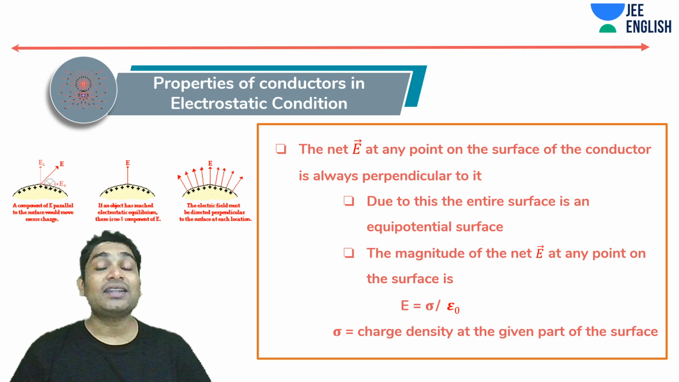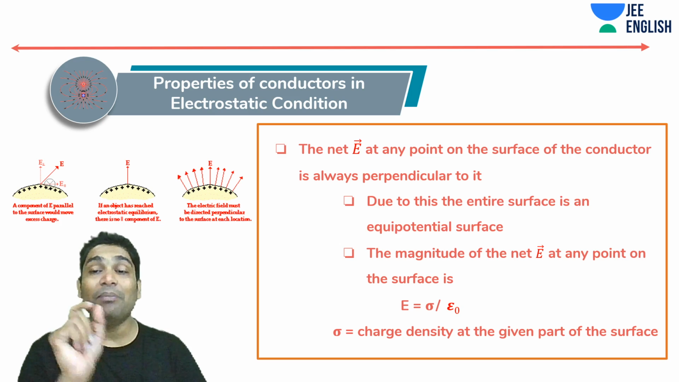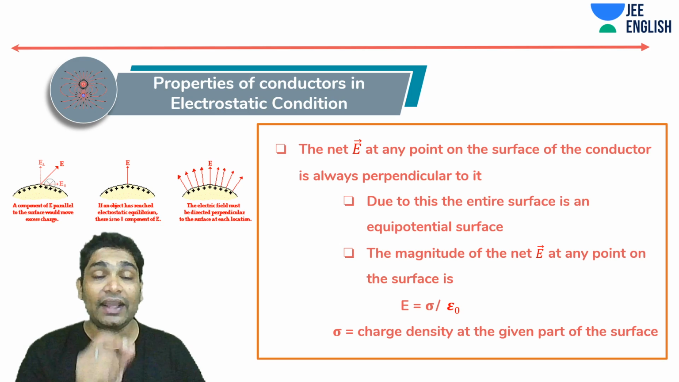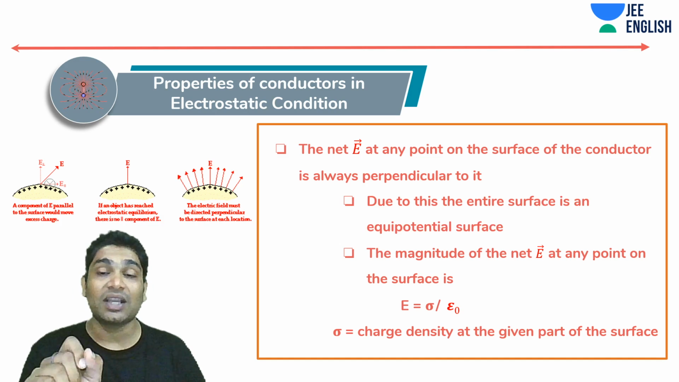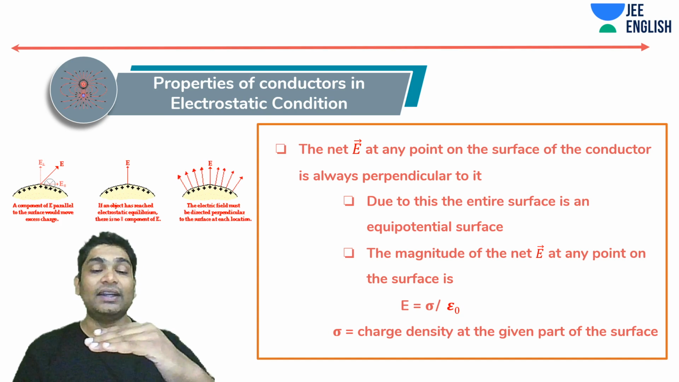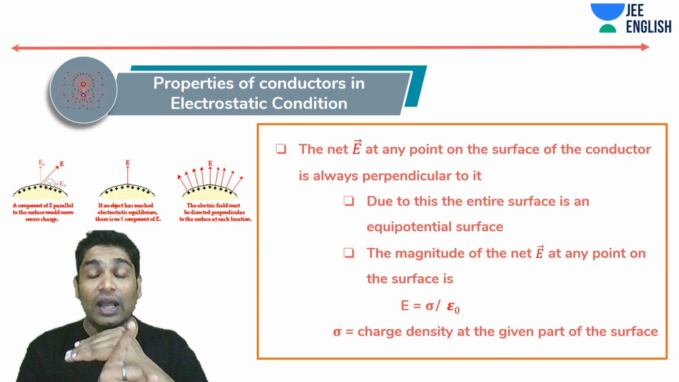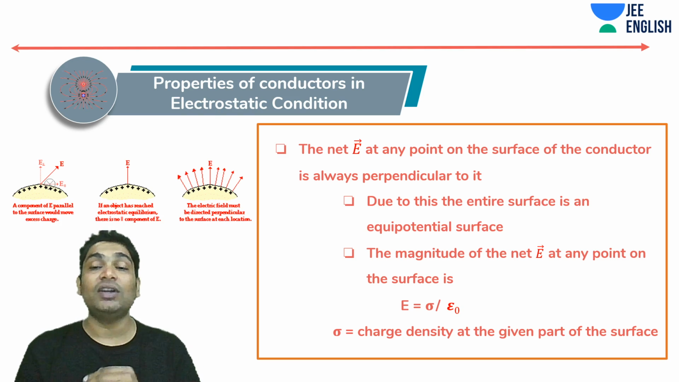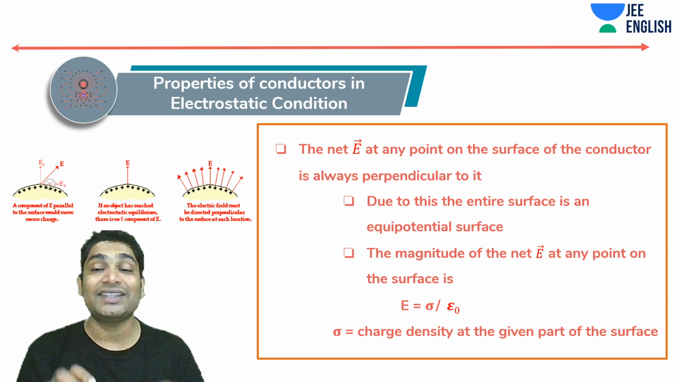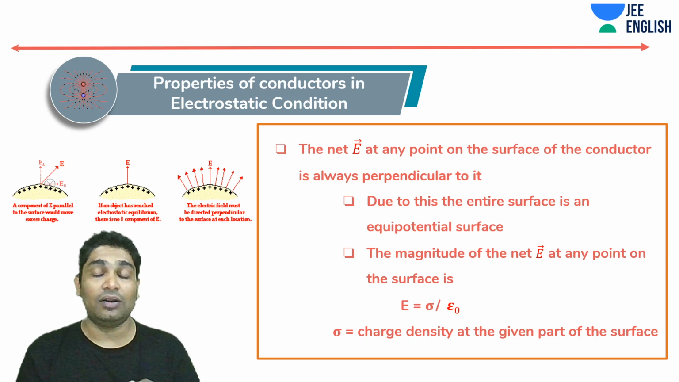Right. Next I'm saying is that the magnitude of net E at any point on the surface will be equal to sigma over epsilon naught. Now I'm talking about the magnitude here. I already said the direction is perpendicular to the surface. How about its magnitude? The magnitude will be sigma over epsilon naught, where sigma is the charge density at that given point on the surface.